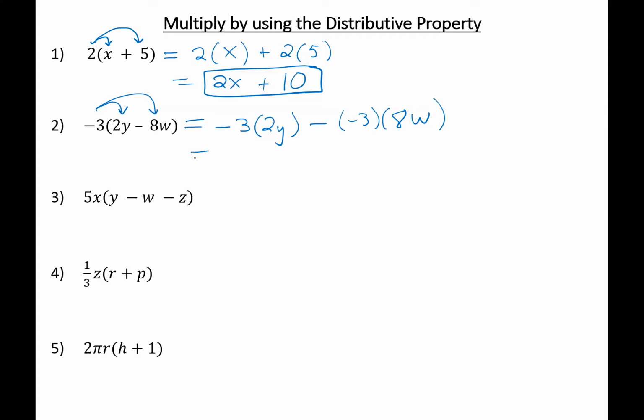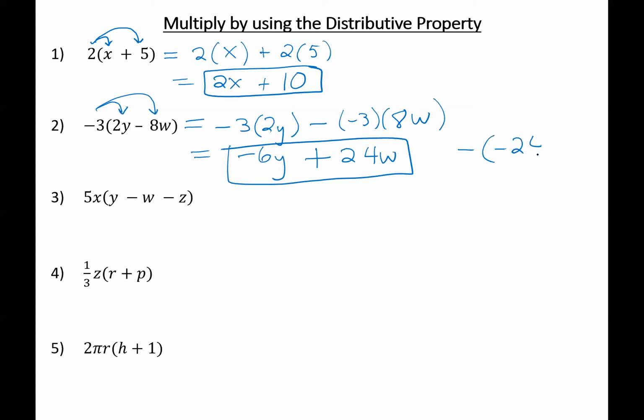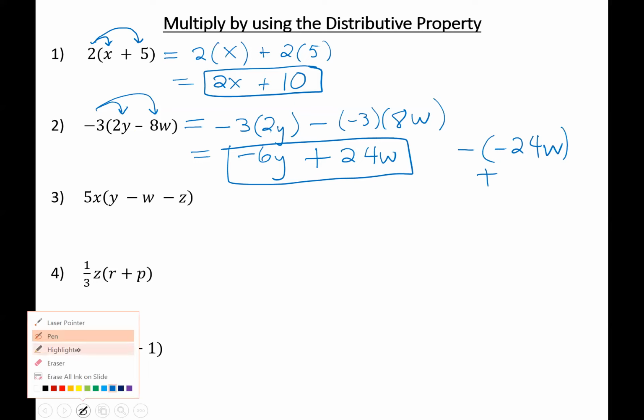So let's write our answer. -3 times 2y is -6y. When we subtract our negative, this is going to turn into plus 24w. So -6y plus 24w. Another way to see what just happened is we were subtracting a negative 24w, but when you subtract a negative, it turns into addition. So our final answer there is -6y plus 24w. Please notice that when we distribute a negative, our signs change. That's an important little note.